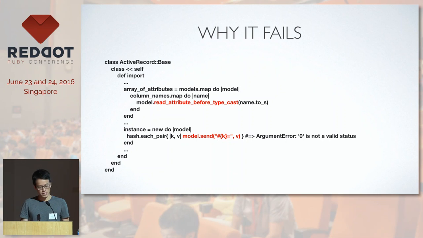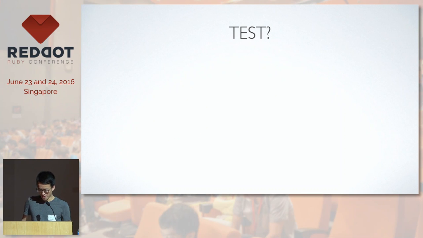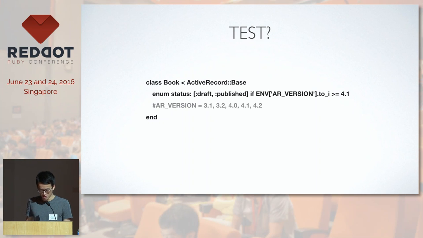The error is raised when we call the method send with k equals v. This is raised because "0" is not a predefined string, and so there's an error. And I was also asking why all the tests passed, if you still think about tests.